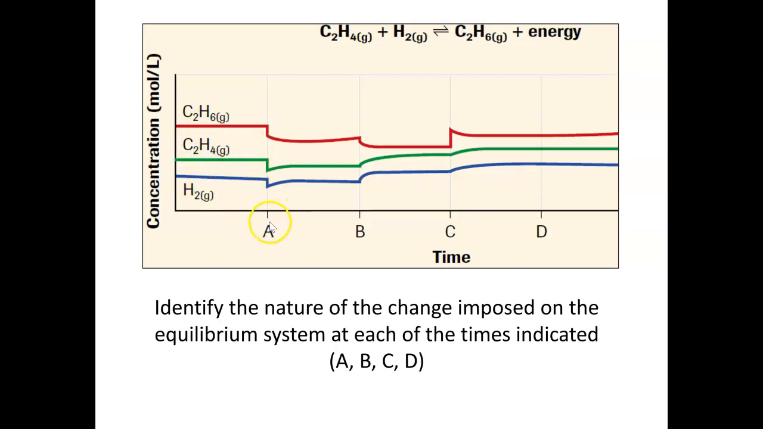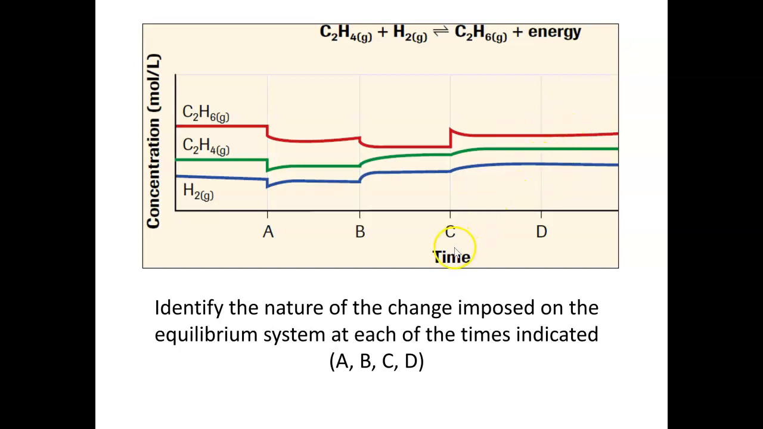At point A, I've introduced some sort of stress to the system. I've introduced a change to the system, and then I've allowed it to reach equilibrium again. At point B, I've introduced another stress, which again, I allow it to reach equilibrium. At point C, I've introduced another stress, and then allowed it to reach equilibrium. And then at point D, I've introduced one last stress. Even though it doesn't look like I've done anything, I definitely have done something here.